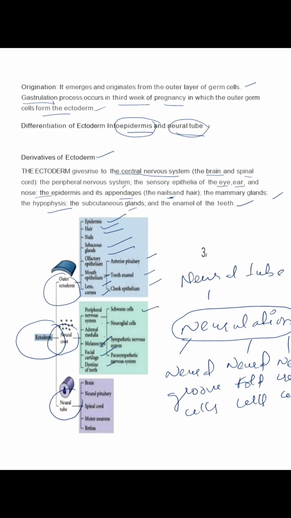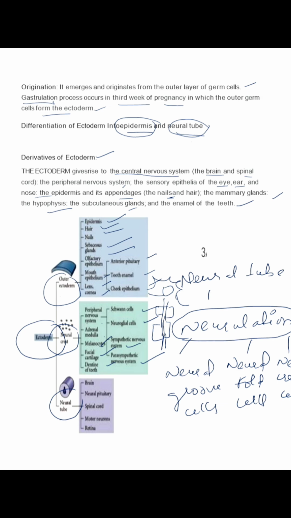What are the Schwann cells? Schwann cells are present on the axon in the neuron structure. Here is the neuron structure. This is the axon. On this axon, these are the Schwann cells which act as an insulating mechanism. Now, they also form the neuroglial cells, and the sympathetic nervous system and parasympathetic nervous system.